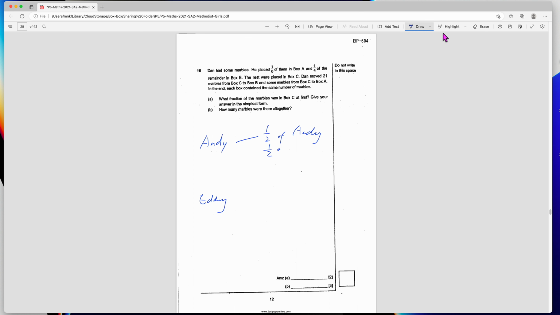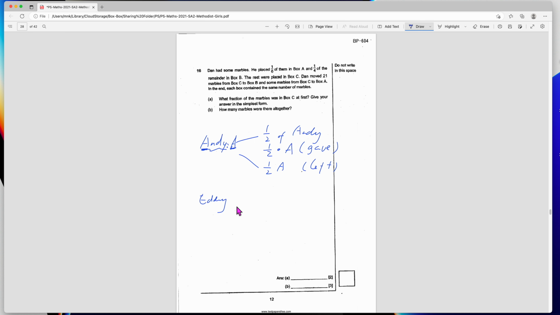So we usually use a letter to represent Andy. Since Andy starts with A, you can use A to simplify. If Andy is represented by letter A, that means half of Andy is half times A. This is what he gave away. And after half of A is gave away, how much is left? Half A left, right? Not half, half A.